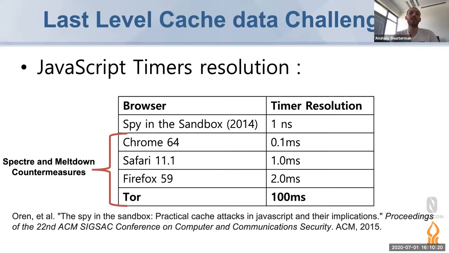to our challenge. The largest challenge for us is overcoming the low timer resolution. So in 2014, in Spine the Sandbox, they used the 1 nanosecond timer resolution JavaScript timer to perform privacy attacks. Nowadays, due to attacks like Spectre and Meltdown, web browser vendors started to reduce the timer resolution, like Chrome with 0.1 millisecond, Safari with 1 millisecond, Firefox 2 millisecond, and Tor 100 millisecond of timer resolution, which makes a regular prime and probe attack useless. So we had to overcome this low timer resolution.